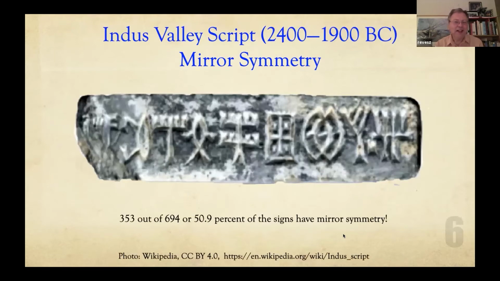Now I go to the Indus Valley script, which existed from about 2400 to 1900 BC. And this has an amazing number of different signs. Some authors count 694 signs. And what's even more amazing to me is that 353, that is over 50% of them, have a mirror symmetry. Again, I give here a few examples. And these examples, as you can see, all have the mirror symmetry property, whether it's a fish or a window or a tree or so on.